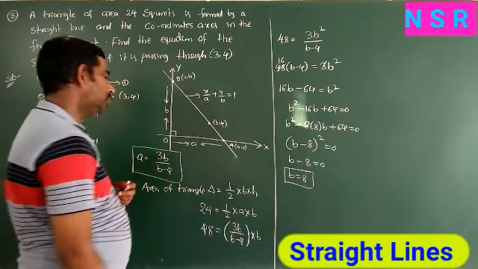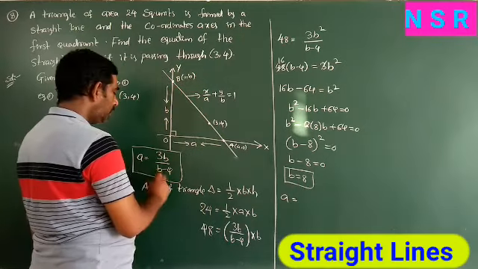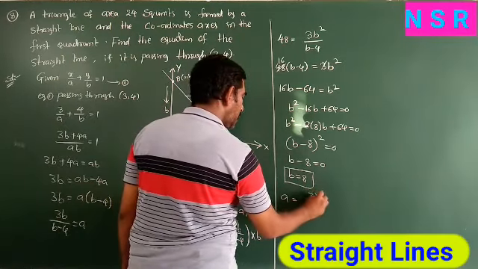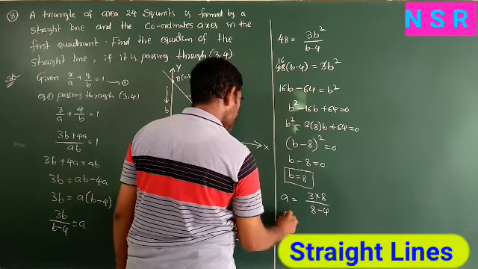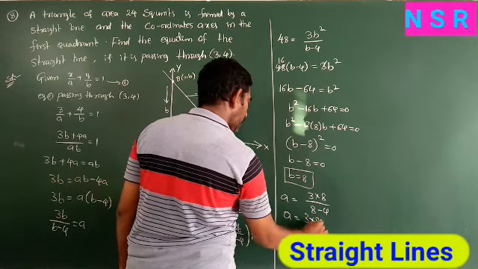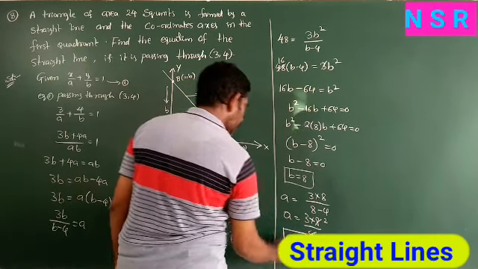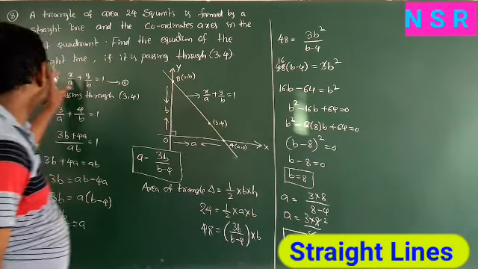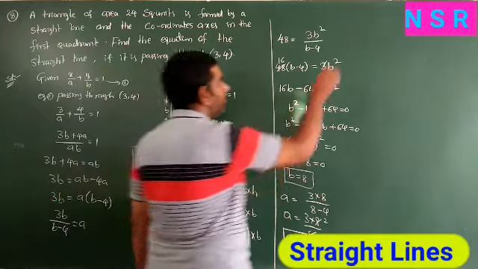Now substitute the b value here to get the a value. So a equals 3b by b minus 4, that is 3 into 8 by 8 minus 4. 8 minus 4 is 4, 4 twos are 8, and 3 twos are 6. So the a value is 6. So we get the a value and b value. This is the required straight line equation, substituting the a and b values in equation 1.